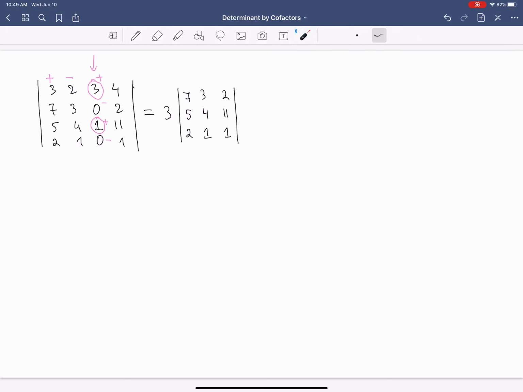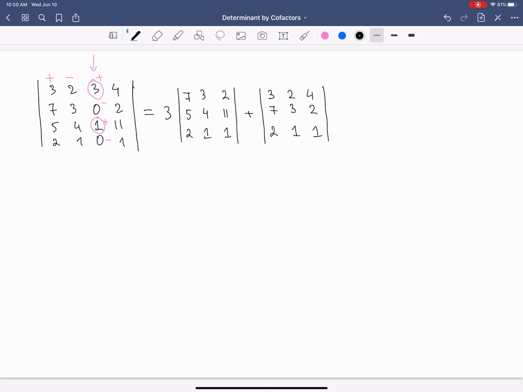Then if this was not 0, I would have gone minus that number times the respective cofactor, but it is 0, so I don't have to worry about it. The next one I go to is that 1, so it's plus 1 times the determinant of whatever is left once I remove that row and column. So I have plus the determinant 3, 7, 2, 2, 3, 1, and then 4, 2, 1.